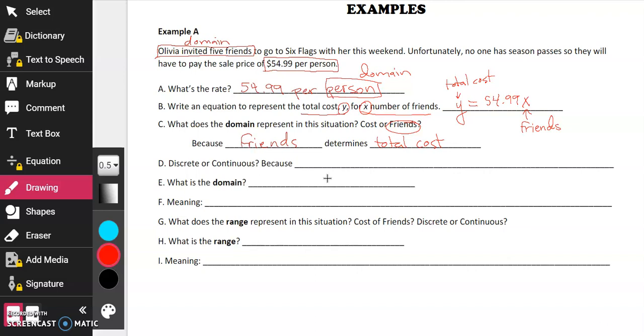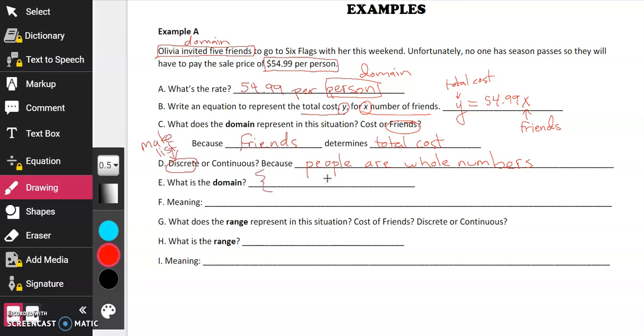Okay, so now is our domain discrete or continuous? It's discrete because we're talking about people, because people are whole numbers. I can't have part of a person, okay? So it would be whole numbers. The domain then, when it's discrete, you have to make a list.